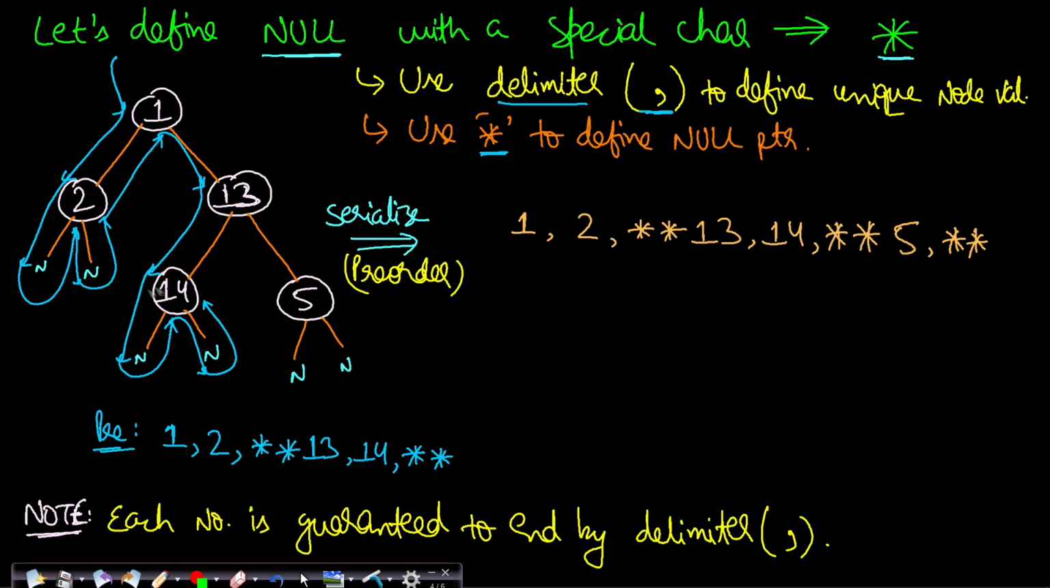Since we have processed 14 and we are done with the left and right subtree processing, we will go back to 13. Make the right call. We have reached 5 for the first time. So I'll print 5 and put a comma. Make the left call. This is null, so put a star. Go back to 5. Make the right call. This is null, so we'll put a star. And we will again go back to 5. From here go back to 13, from here go back to 1, and you are done.